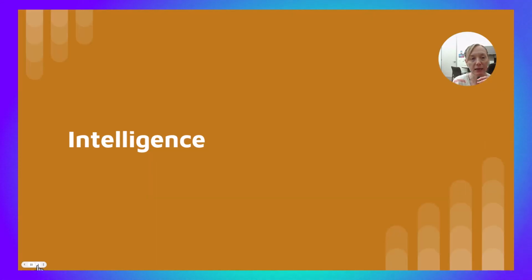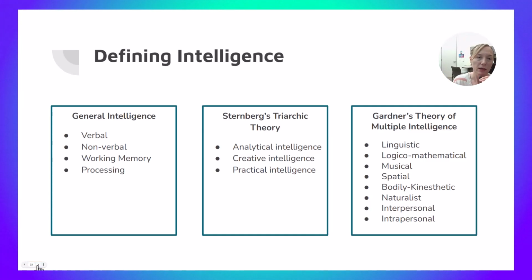All right, we're going to talk about intelligence real quickly. There are multiple ways to define intelligence. We have our general intelligence, how we think of it from an IQ test. Those things typically are measuring our verbal abilities, our nonverbal abilities, understanding spatial concepts, things of that nature, working memory, how much we're able to hold on to in our minds, whether or not we can repeat numbers back, how fast we process information, so how fast we work through problems.